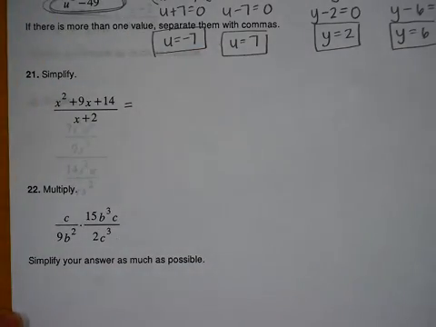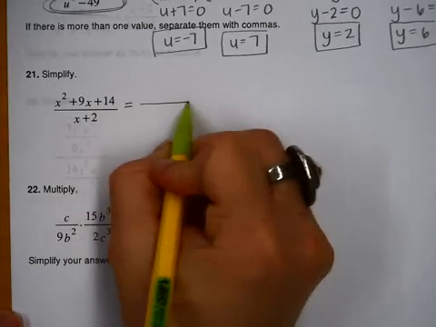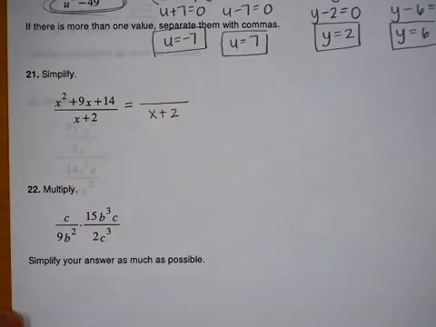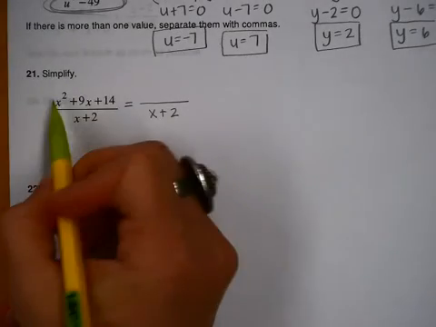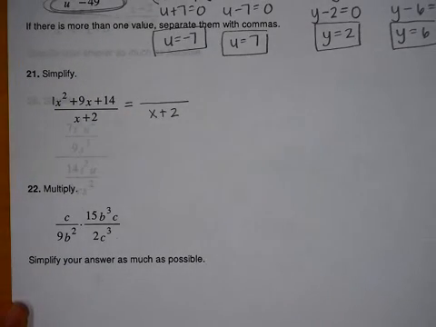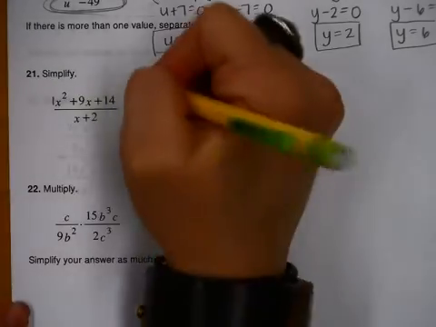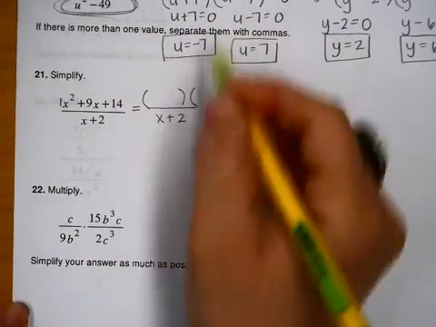The bottom cannot be factored, so we're just going to leave that as x plus 2. Can the top be factored? Yes. And a is understood to be what? What's understood to be right here? A 1, right? So if there's an understood 1 there, we can go straight to parentheses. Very good.